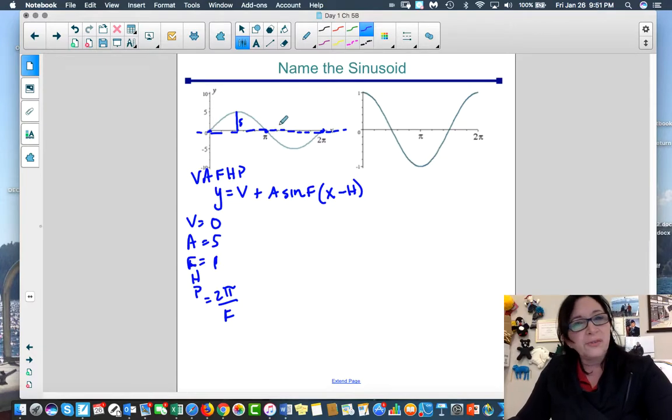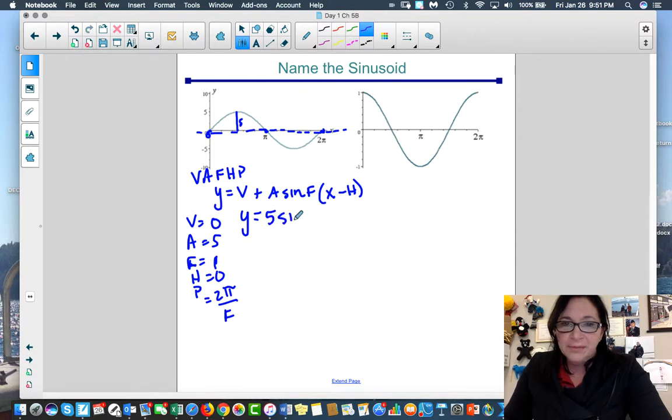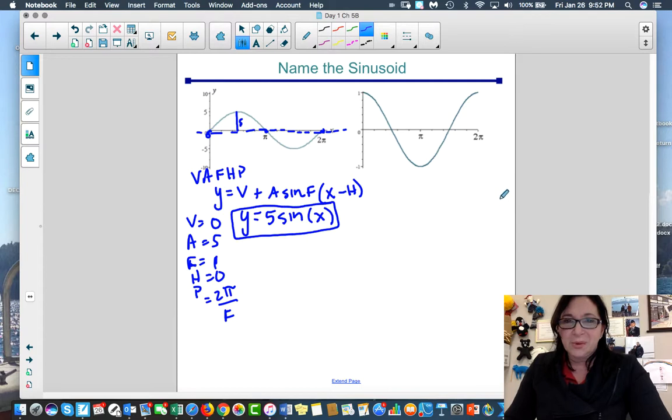I don't have a horizontal shift because it starts at 0 and ends at 0, unless I actually want to make this a cosine graph. Then it would be a horizontal shift to the right, which would be minus pi over 2. But we're not going to do that right now. We're just going to do this easy. So we have y equals, no vertical shift, that's gone. My amplitude is 5. Sine. My frequency is 1. I have no horizontal shift, so it's x minus 0 or just x. So this would be the equation of my graph. Okay? That's kind of cool, huh?